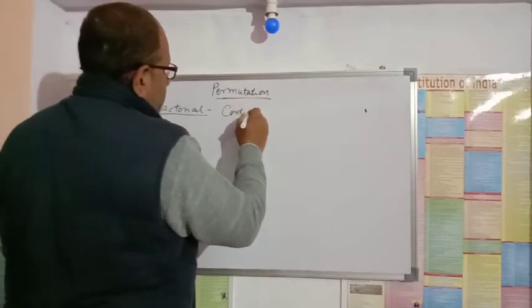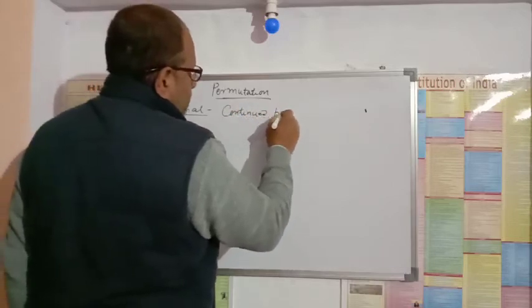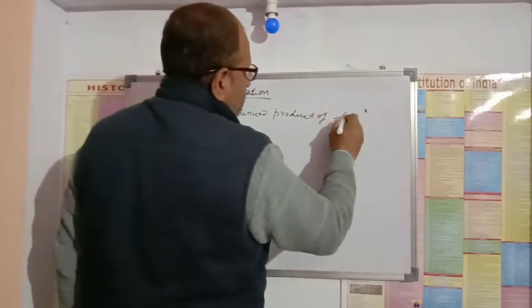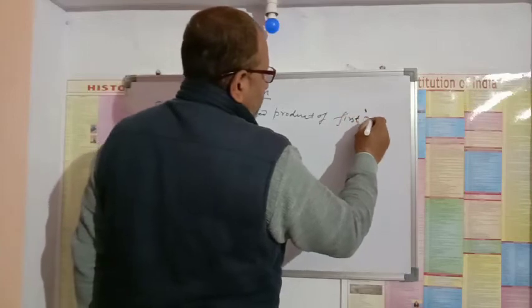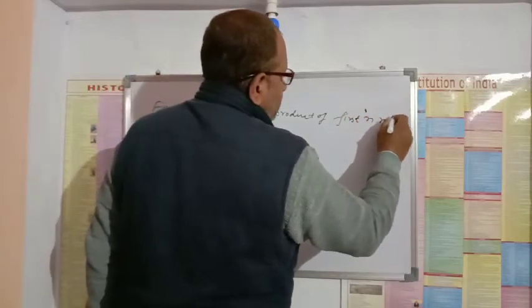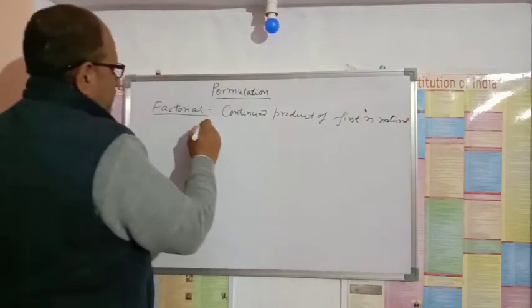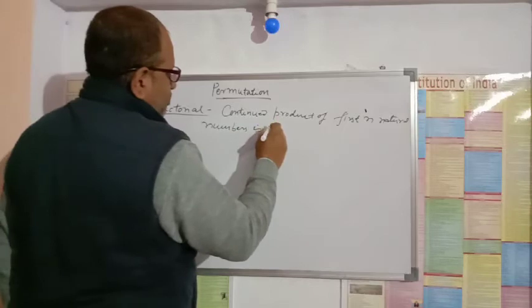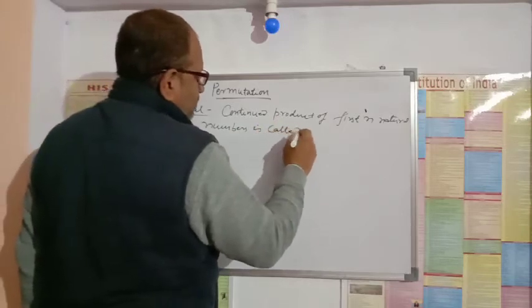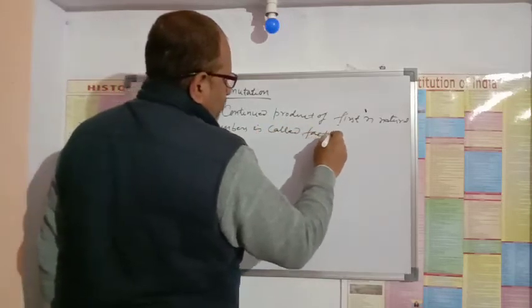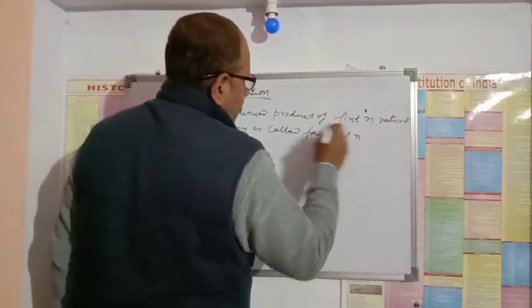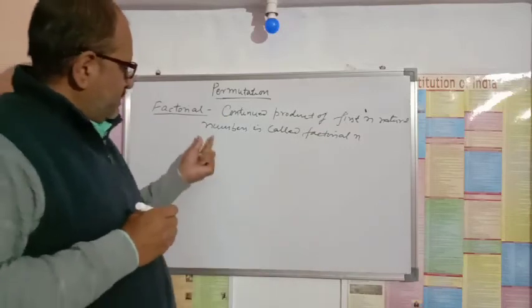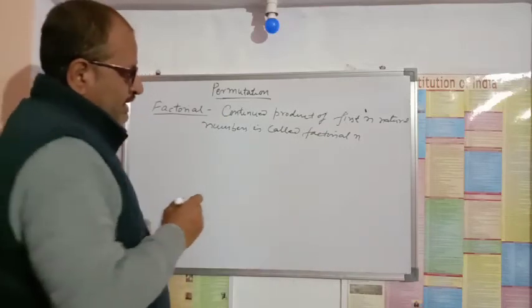Continued product of first n natural numbers is called factorial n. Continued product of first n natural number is called factorial n.